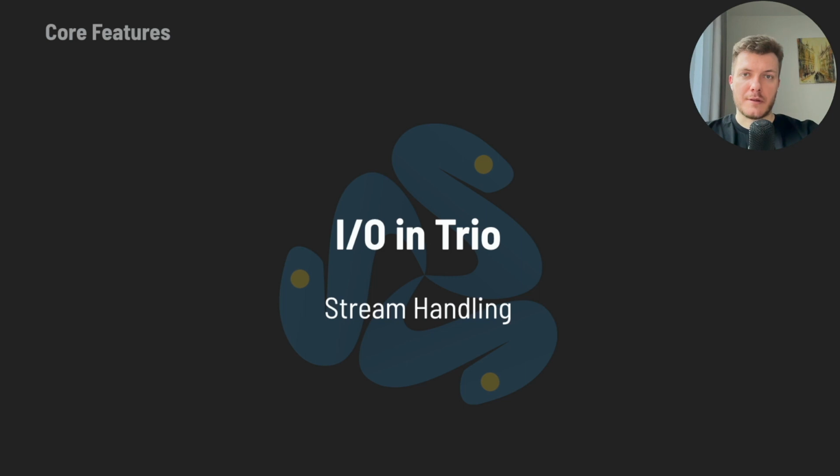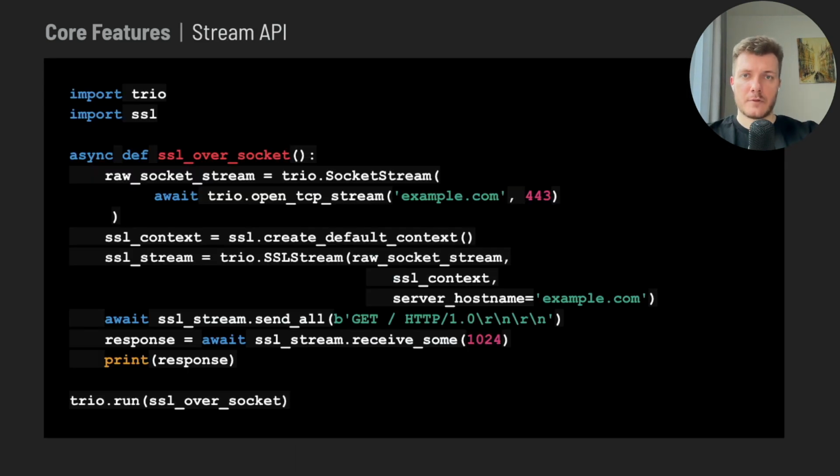Speaking of channels, let's shift our focus to another of Trio's features, working with streams. Trio's I/O capabilities center around an abstract stream API for byte streams. This API makes it easier to create flexible and reusable protocol implementations. By abstracting the stream interfaces, Trio allows for a variety of data transport mechanisms. For instance, setting up secure encrypted connections is straightforward with Trio.